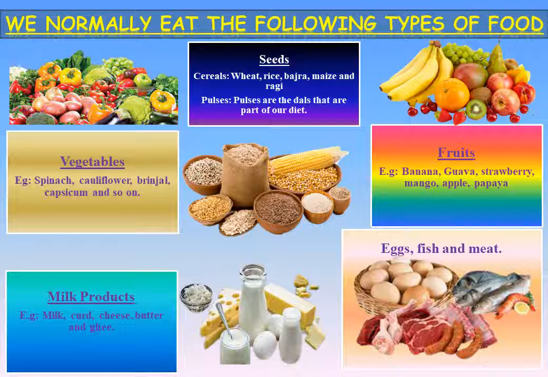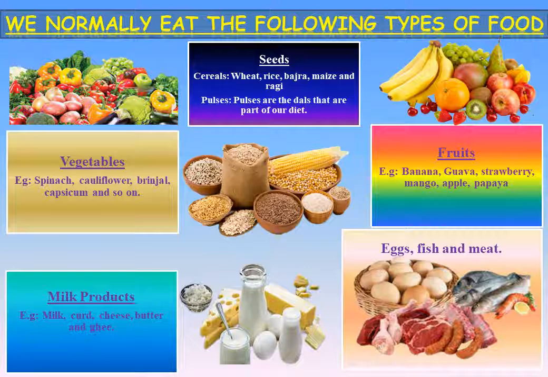Let's begin with the types of food that we eat. We mainly eat five different varieties of food. First one, vegetables. Example, spinach, cauliflower, brinjal, capsicum, etc. Then the next main item that we eat is seeds. Seeds means both cereals and pulses. Cereals include wheat, rice, bajra, maize and ragi. And the dal put in curries is mainly termed as pulses.